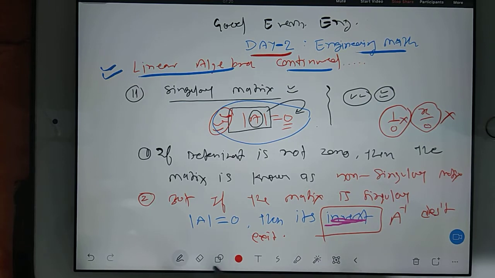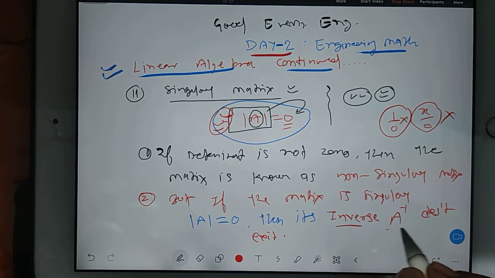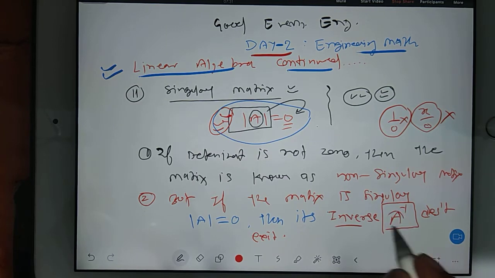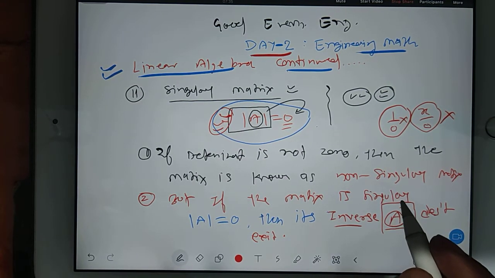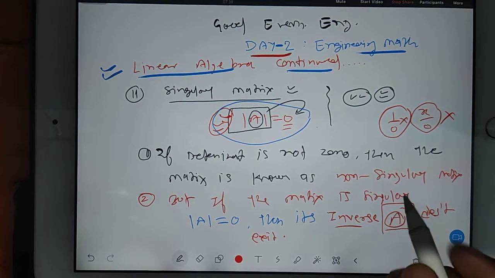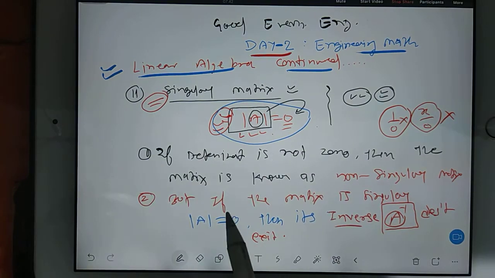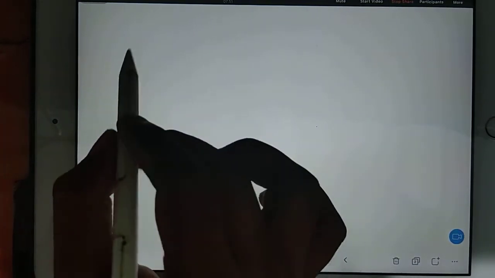Inverse. I have written here inverse. The inverse symbol we write as A power minus 1. What is A here? A is representing any matrix. So if the matrix is given, you have to find the determinant of the matrix to check whether it is singular or not. If it is coming 0, then singular. Now we go for another topic under the same.